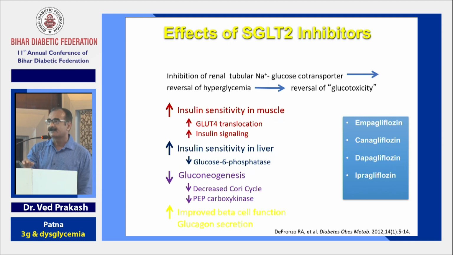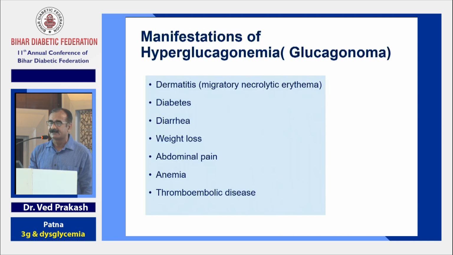So that is one of the important things we have to know, that SGLT2 inhibitor can increase the glucagon secretion. So if we combine both, DPP-4 inhibitor causes decrease in the glucagon secretion, SGLT2 inhibitor causes increase in the glucagon secretion. So this glucagon effect is actually nullified, and we get more benefits with the combination of DPP-4 and SGLT2 inhibitors. So the manifestations of hyperglucagonemia, the 3D, are the symptoms like diarrhea, dermatitis, and diabetes.